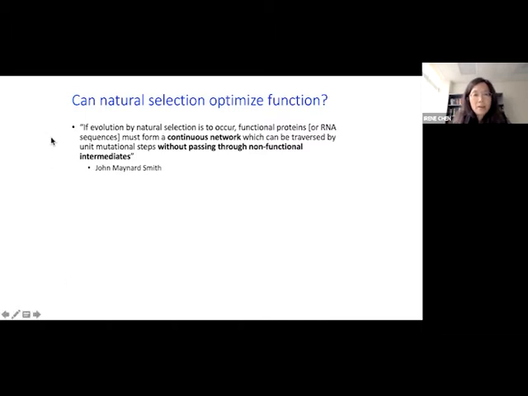One of the quotes that inspired us here is this idea from John Maynard Smith: if evolution by natural selection is to occur, functional proteins, RNA sequences in our case, must form a continuous network which can be traversed by unit mutational steps without passing through non-functional intermediates. So what he's saying is that if you want an evolutionarily accessible pathway between one sequence and a different sequence, then it has to be possible to find a path where you are making mutations more or less one at a time, and that path does not have a member so low in fitness that the population can't survive going through that low fitness intermediate.